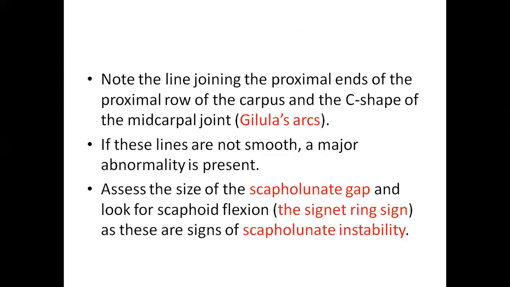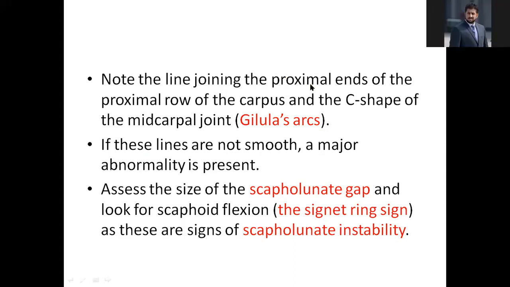During reading the PA view of the wrist, some arcs or lines should be observed. Either they are present normally or they are disrupted. These specific lines are known as the Gilula arcs or the Gilula lines. These are the specific arcs which are present in the distal and the proximal row of the carpal bones.